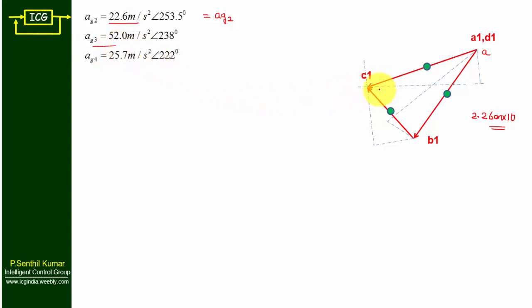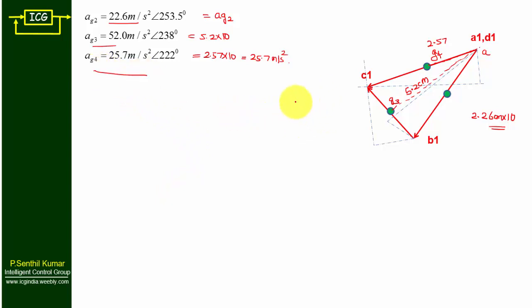Then A3 is nothing but this is G3. Measure this point. We'll get 5.2 centimeter. So 5.2 into 10, 52. Then AG4. So this is G4. Measure this distance. You will get 2.57 centimeter, multiplied by 10, you will get 25.7 meter per second square. So finally we got the value of force.